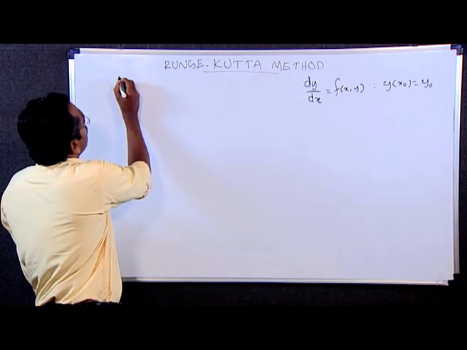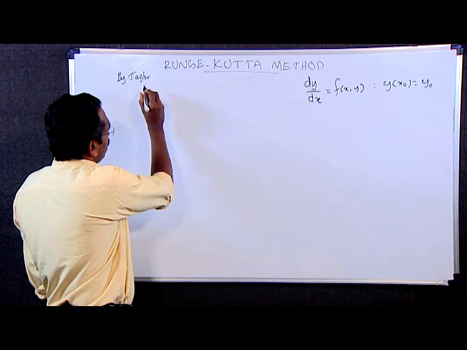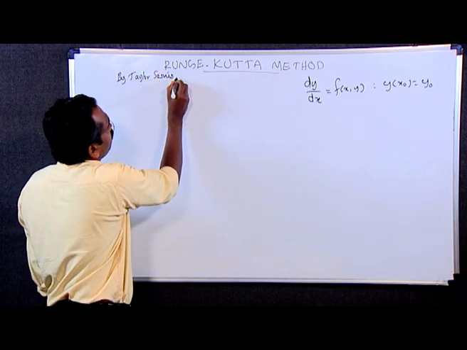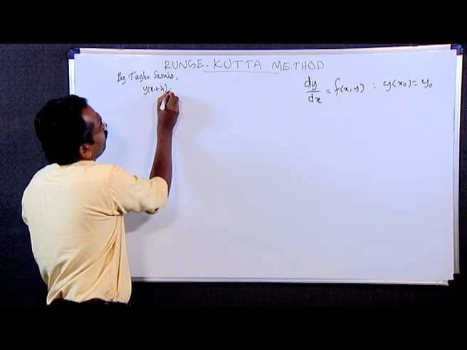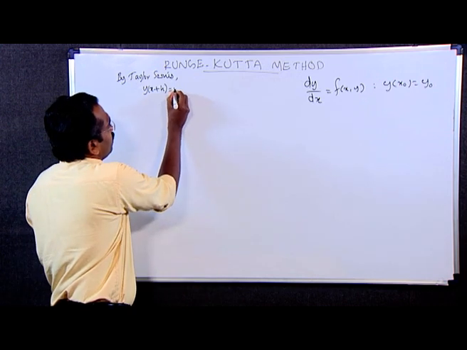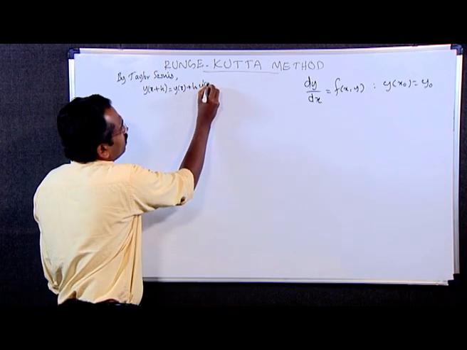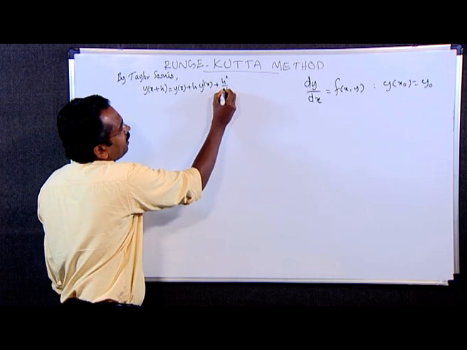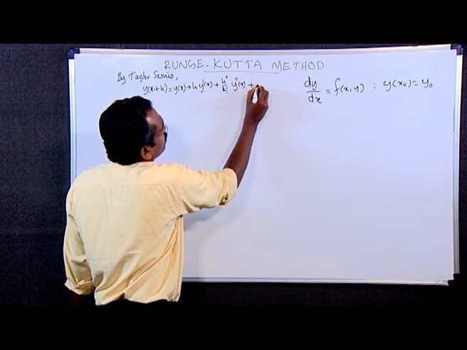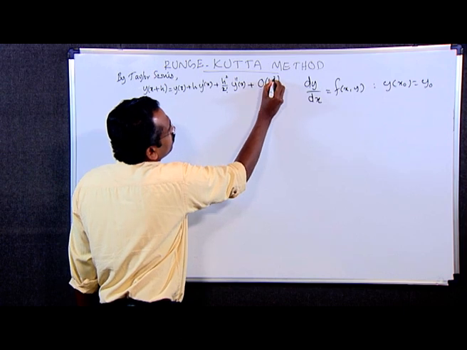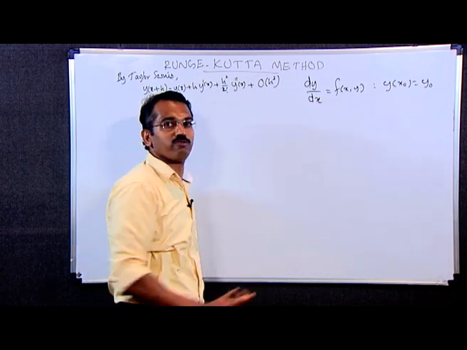By Taylor series, we have y of x plus h is equal to y of x plus h into y dash of x plus h square by 2 factorial into y double dash of x plus O of h cube, where O of h cube denotes the terms having higher powers of h.